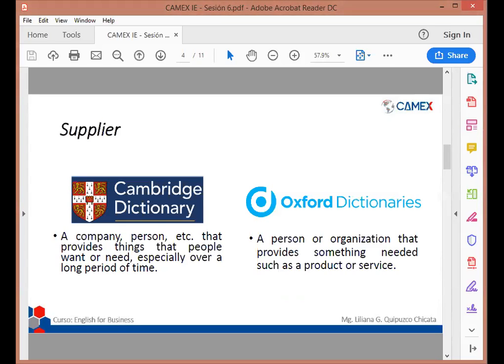Now, if we mix these meanings, we can find something interesting. First, Cambridge talks about a long period of time. So we're not talking about just buying something one time. If we're talking about a supplier, it means that we will want to have a closer relation to the provider. We're not talking about buying for one time, but about doing business for a long time.